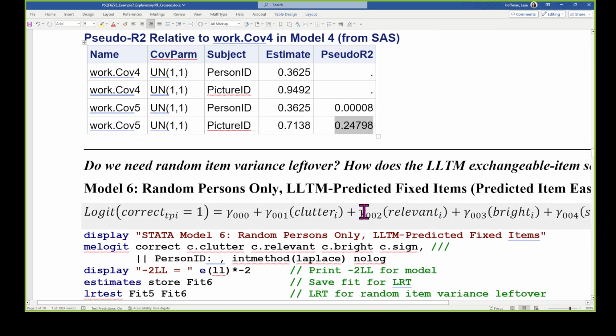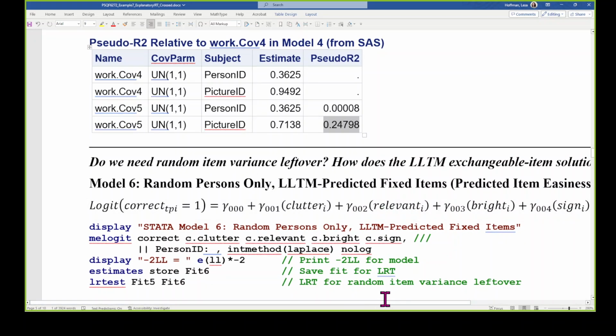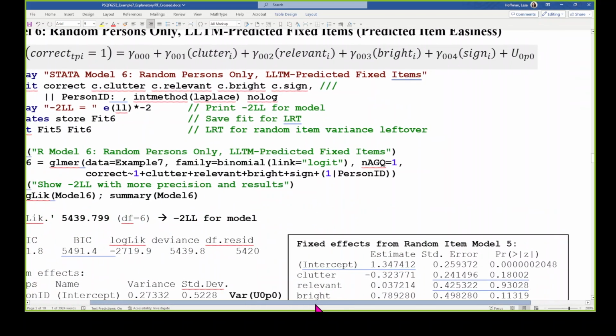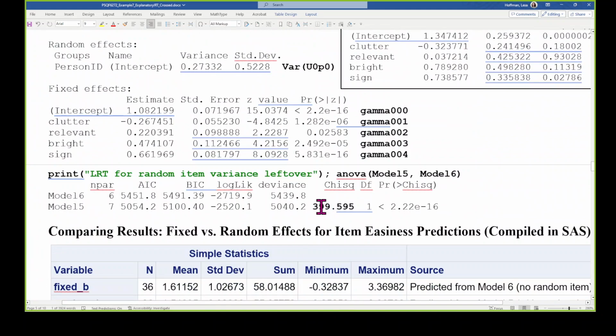Said differently, are there any other remaining differences between items, or are they more or less exchangeable now? Like all items of the same kind are exchangeable. If that were the case, then we wouldn't need the random item intercept. So I'm going to take it out, just put the random people intercept in, and do a likelihood ratio test. And the difference is 400.